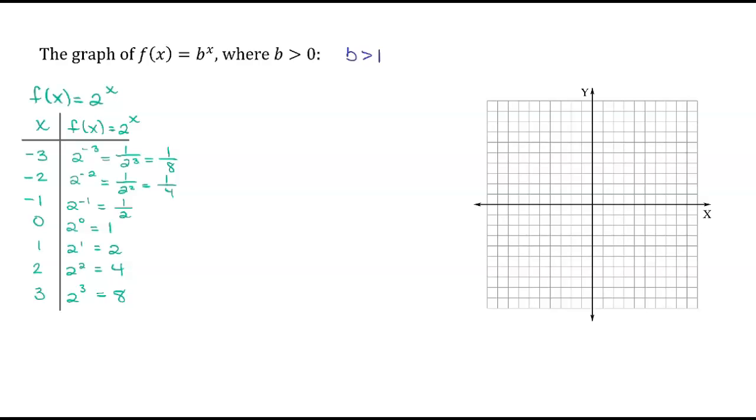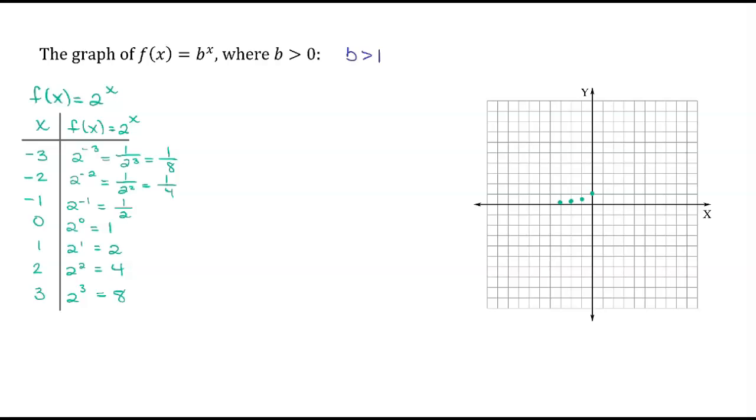Our first set of coordinates is -3, 1/8. So we'll go to the left 3 units and up 1/8. When x was -2, we found a y value of 1/4, so we'll move to the left 2 units and up 1/4. When x is equal to -1, we have a y value of 1/2, so we'll move to the left 1 unit and up 1/2. When x is 0, y is 1. So we have the y-intercept, 0, 1.